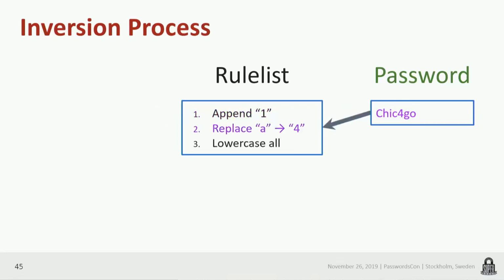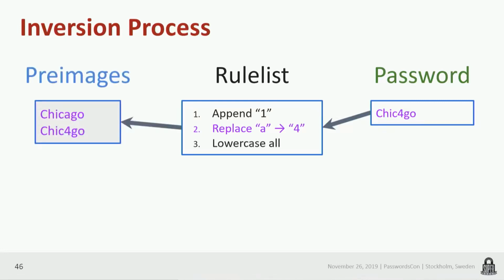Now the next one: replace A's with 4s. How do we work backwards from that? You get Chick4Go. We look for words in the word list where, if you replace A's with 4s, you get Chick4Go. Here there are actually two different things. Chicago with an A, where the A would turn into a 4. Or if you started with Chick4Go, there are no A's, so it just stays the same. So in essence, there are two things, which we can call preimages, that, if they're in the word list, mean this rule will guess this password, Chick4Go.